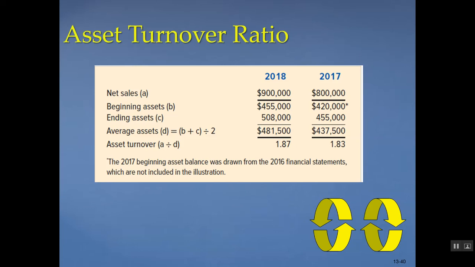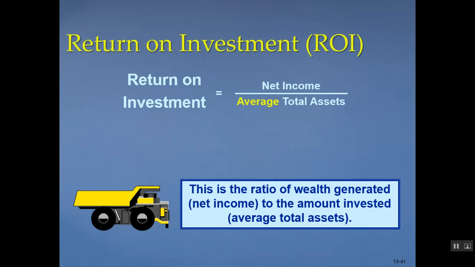Asset turnover is going to be high in an industry which requires only minimal investment to operate, such as real estate companies. On the other hand, industries that require large investments in plant and machinery are going to have lower asset turnover ratios. Return on investment should look very familiar since we just covered this in Chapter 9: net income versus average total assets. ROI here is looking at the financial statements, so we're actually taking average total assets, whereas in Chapter 9, we were talking about a specific project, so we were looking at just the total assets for the project.